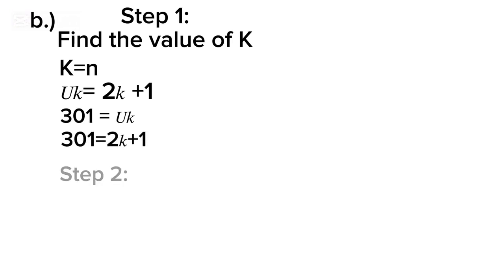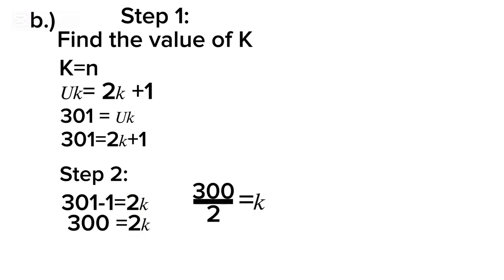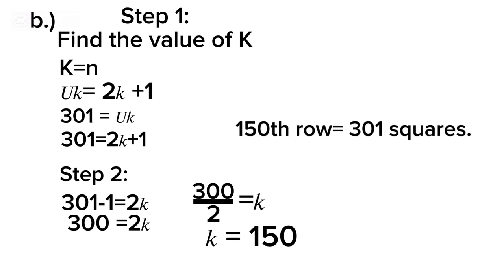Now step 2, move 1 to the other side. Now divide both sides by 2. So the value of k is 150. This means the 150th row has exactly 301 squares.